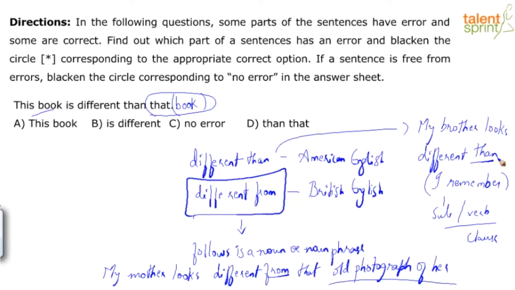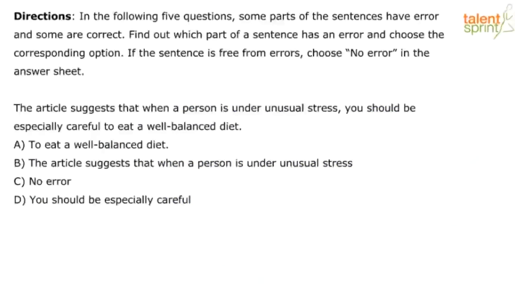Something that you need to remember. However, like I said, if you are in doubt, just use "different from", which is always the right thing. So this book is different than that book, which is a noun. So I'm using "different from". The error is in part D. You change "than" to "from". Okay? Finding errors. That's the next set of questions.